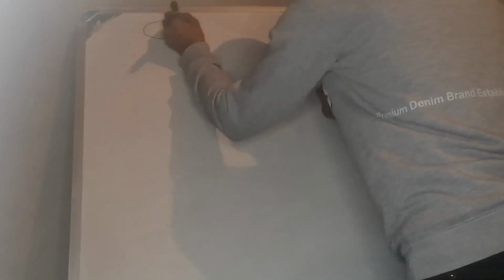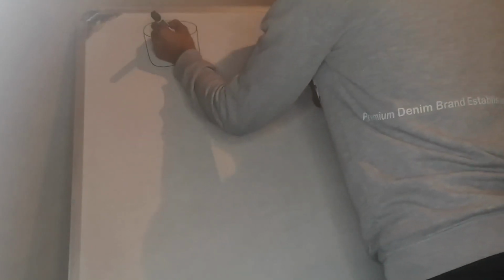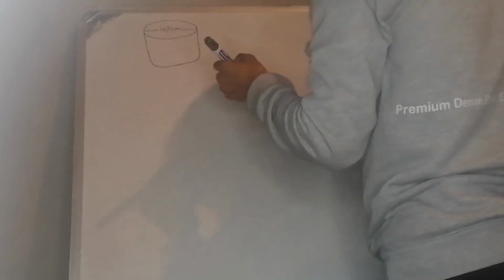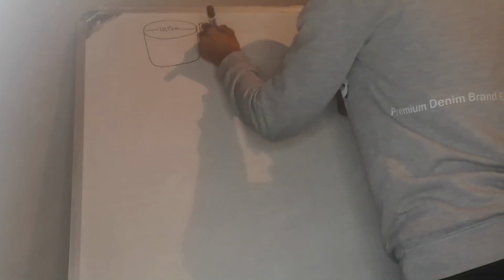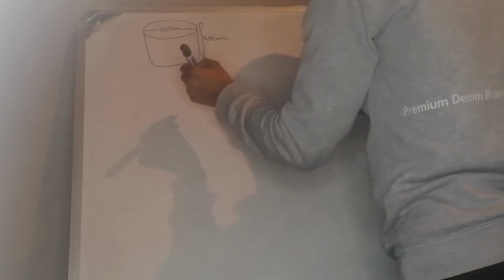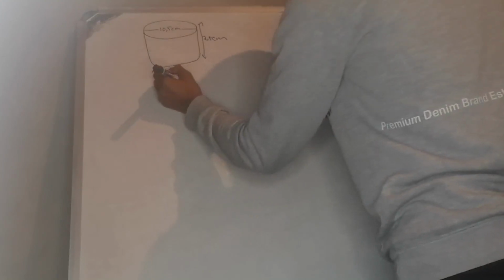Let me just try to draw this like this. This is 10.5 centimeter. We have a height of 2.5 centimeter. They say to us, note that 1 centimeter cubed equals 1 milliliter. It seems like there's a number missing there, but they just couldn't write that number.